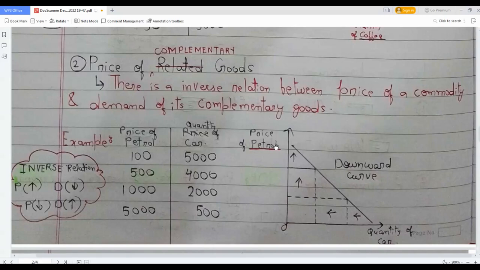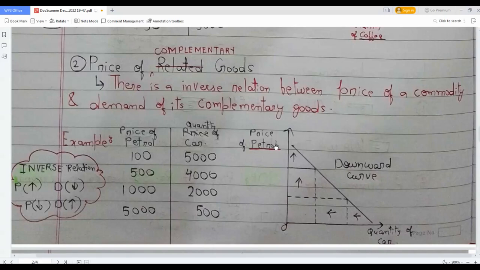And other examples are petrol and cars. These are examples of complementary goods, as both the goods are used simultaneously or together. There is an inverse relationship between price of the commodity and demand of its complementary goods. That is, if the price increases, the demand of its complementary goods decreases, and if the price of the commodity decreases, the demand for its complementary goods increases.